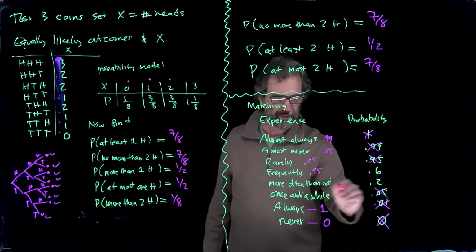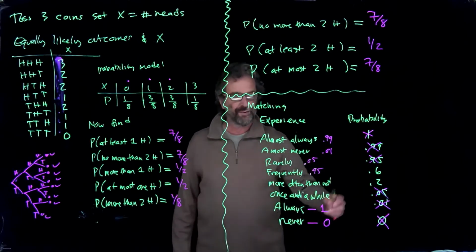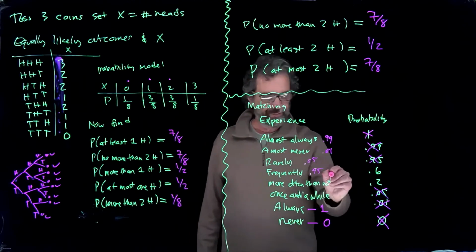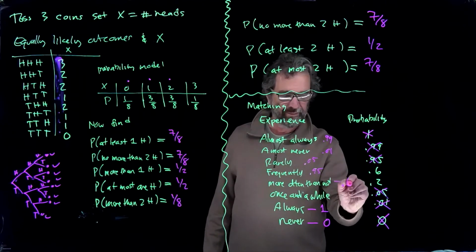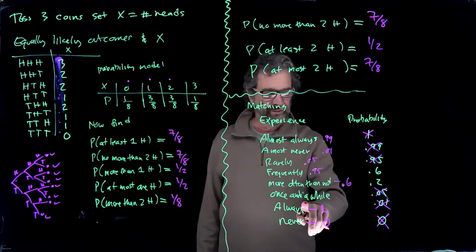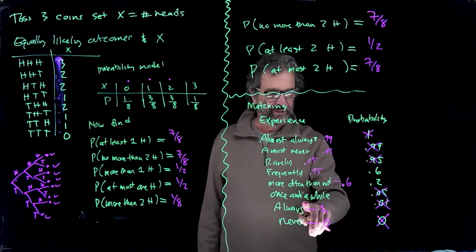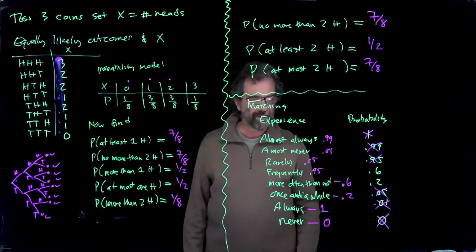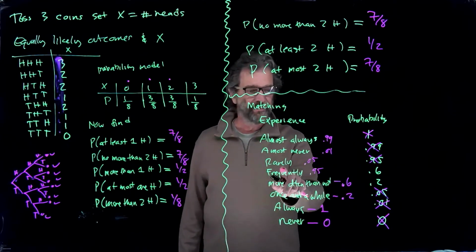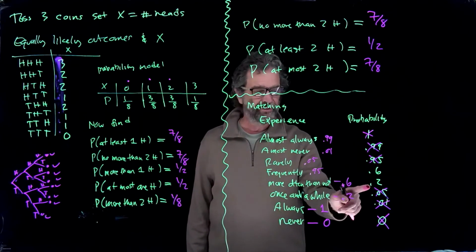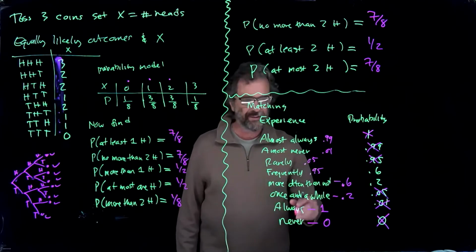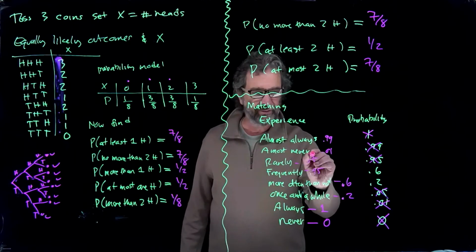Okay. And then we have these middle of the road probabilities, 0.6 and 0.2. More often than not sounds like 0.6, because more than 1/2. And every once in a while sounds like 0.2. 0.2 would be like a 1 in 5 chance. That sounds like once in a while. It's not quite rare, every 1 in 5 chance. This is a 1 in 20 chance. So that's my take on assigning numbers to experience.